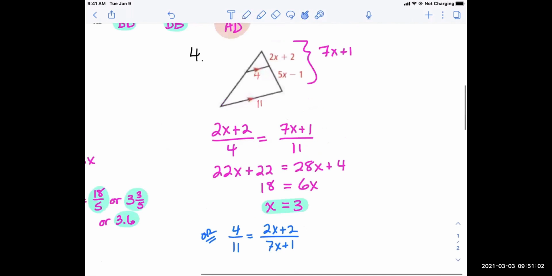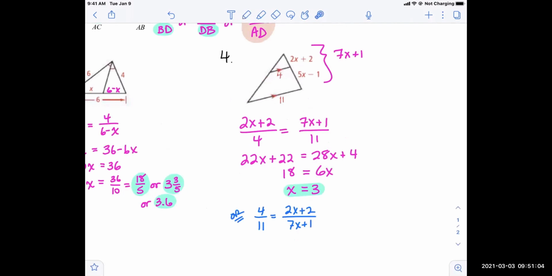Okay, so it's fine to say that because again, you're using the parallel segments. You're saying the bottom of the little triangle to the bottom of the big triangle is equal to a side of the little triangle to a side of the big triangle. You're not using the 5x minus 1. You're using the 5x minus 1 combined with the 2x plus 2. So 5x plus 1 should not be in your proportion anywhere.